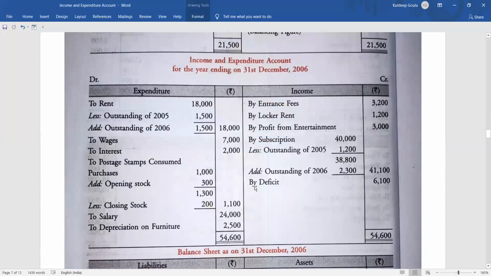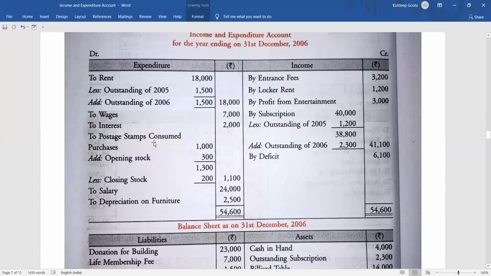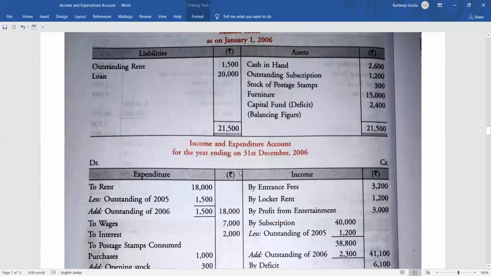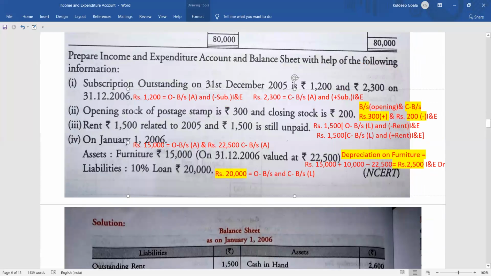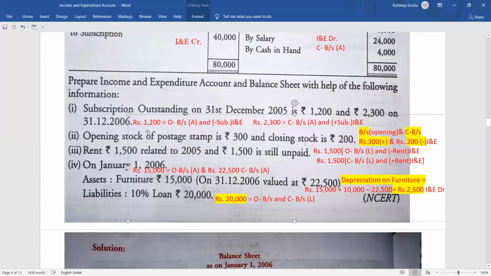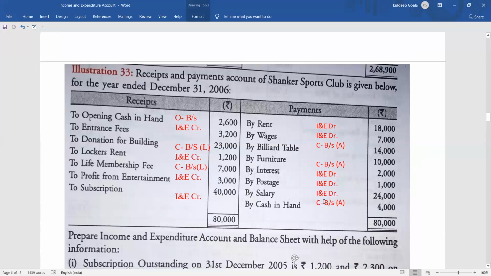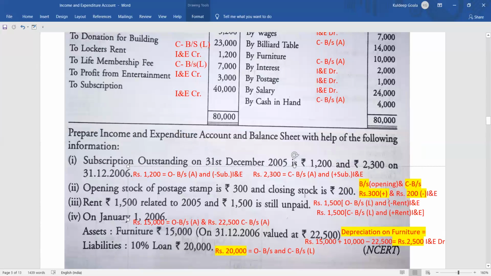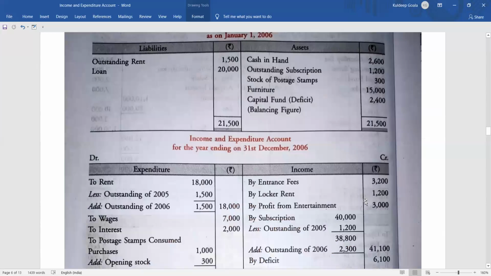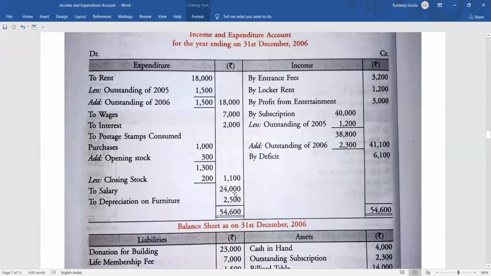It will be postage and stamps consumed. Purchases were 1,000. Add opening stock of 300. It comes to 1,300. Less closing stock of 200 rupees comes to 1,100 rupees. That is nothing but postage stamps consumed. Then let's see what is the next one. After that, the next item is salaries. It is 24,000. There is no adjustment in that, so directly it will come to salaries 24,000.